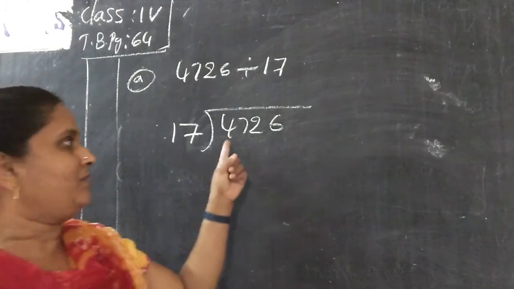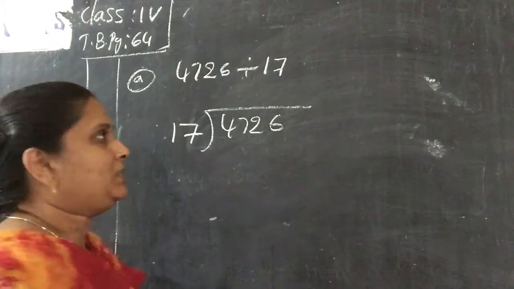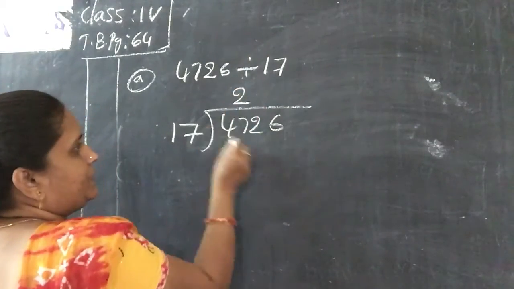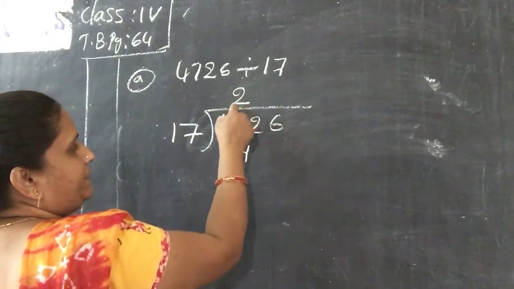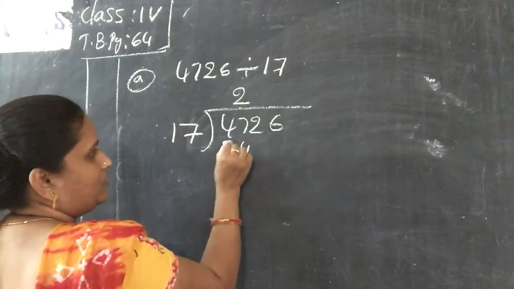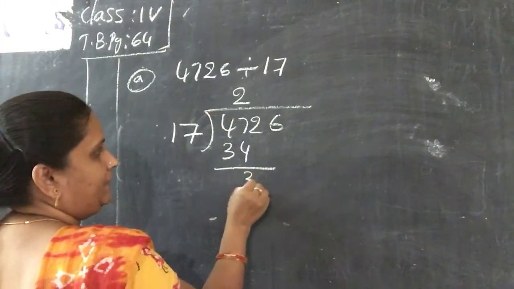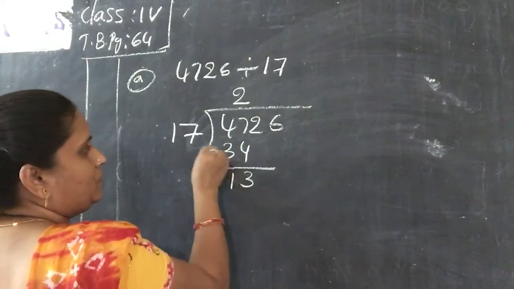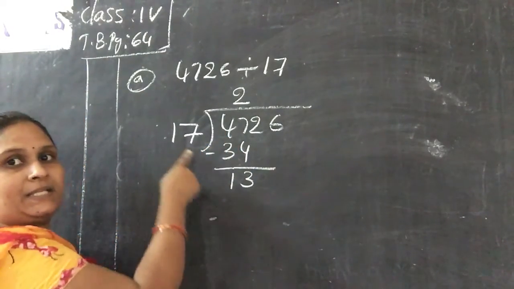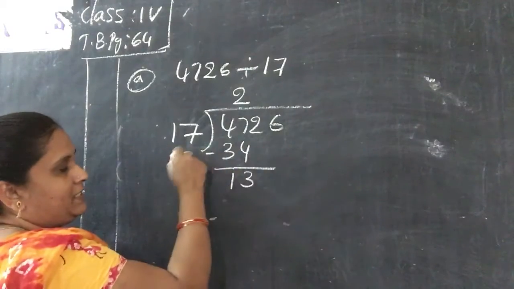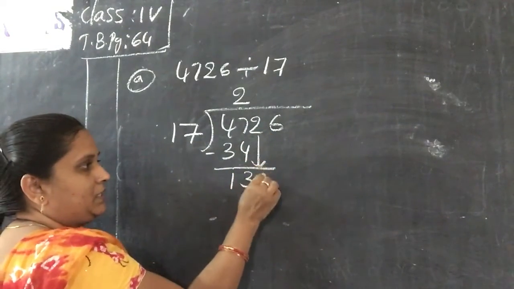51 is more than 47. So divide with the 2 table. 2 sevens are 14. 1 is remainder. 2 ones are 2 plus 1 is equal to 3. 7 minus 4 is equal to 3. 4 minus 3 is equal to 1. 13 is lesser than the divisor. So bring the 2.